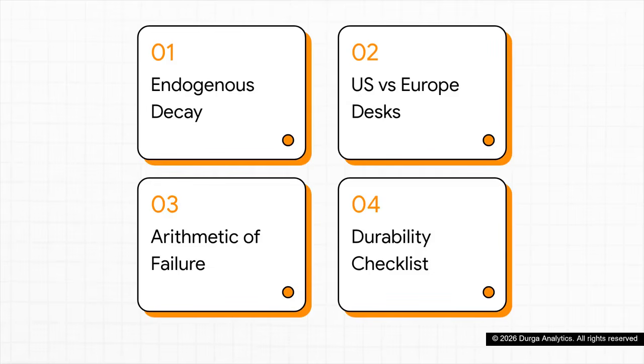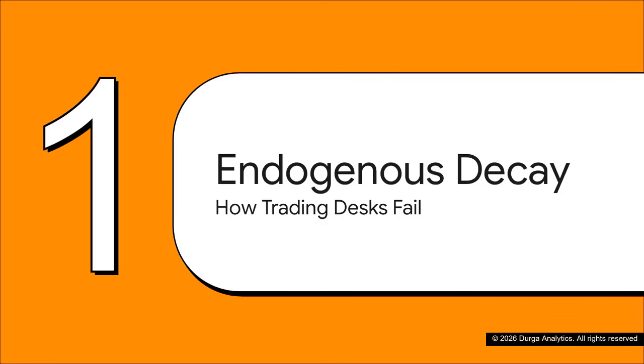Today, we synthesize everything we've learned in Module 1 into 4 key areas: the endogenous decay of trading desks, a tale of 2 desks comparing the US and Europe, the brutal arithmetic of failure, and finally, your desk durability checklist. Let's kick things off with Section 1, Endogenous Decay of Trading Desks.